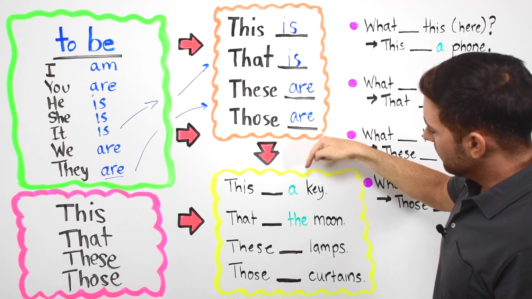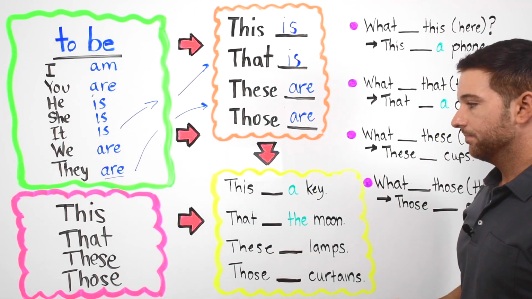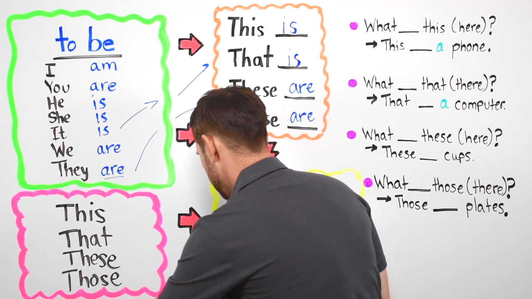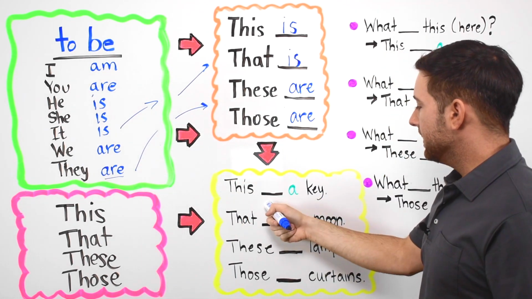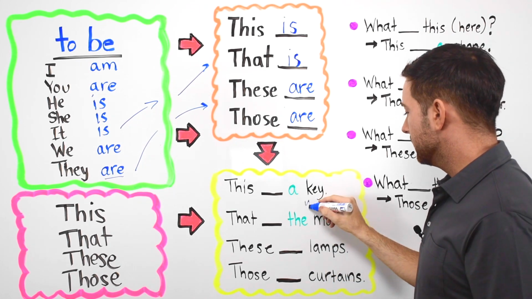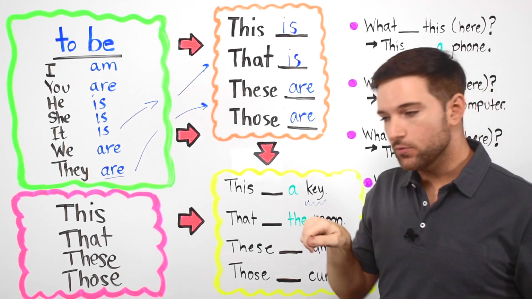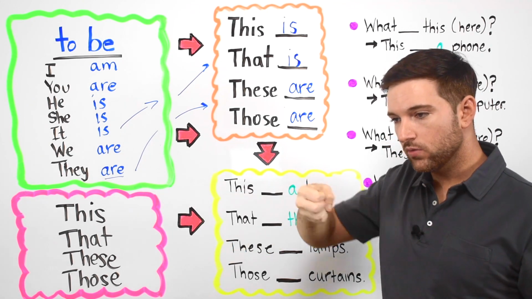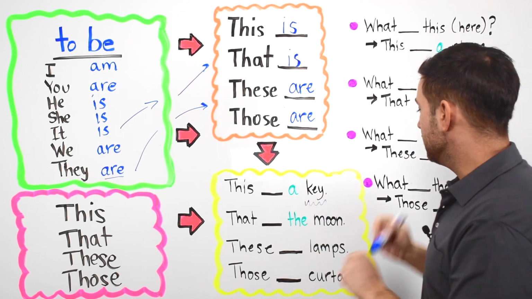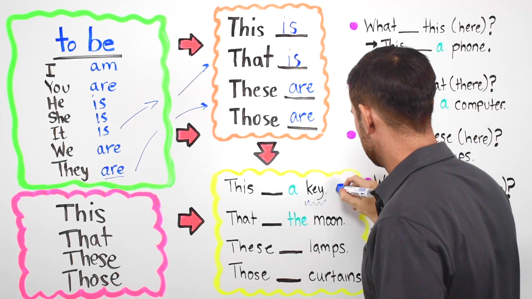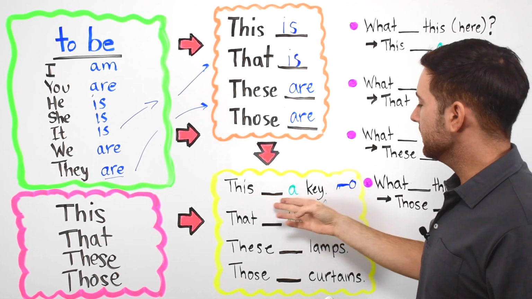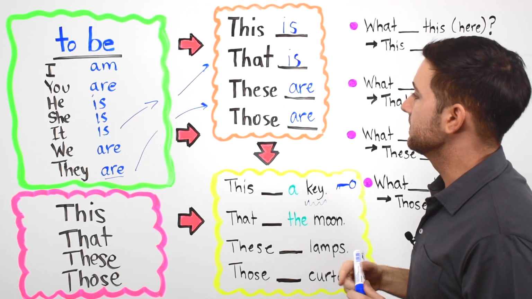So now let's go down and we'll look at some examples right here and let's see if we can do it together. First example that we have is this blank a key. Okay, and what is a key? A key is what you put in the door to open the door. We call it a key. Okay, K-E-Y, key. A key looks like this. Okay, that's a key.